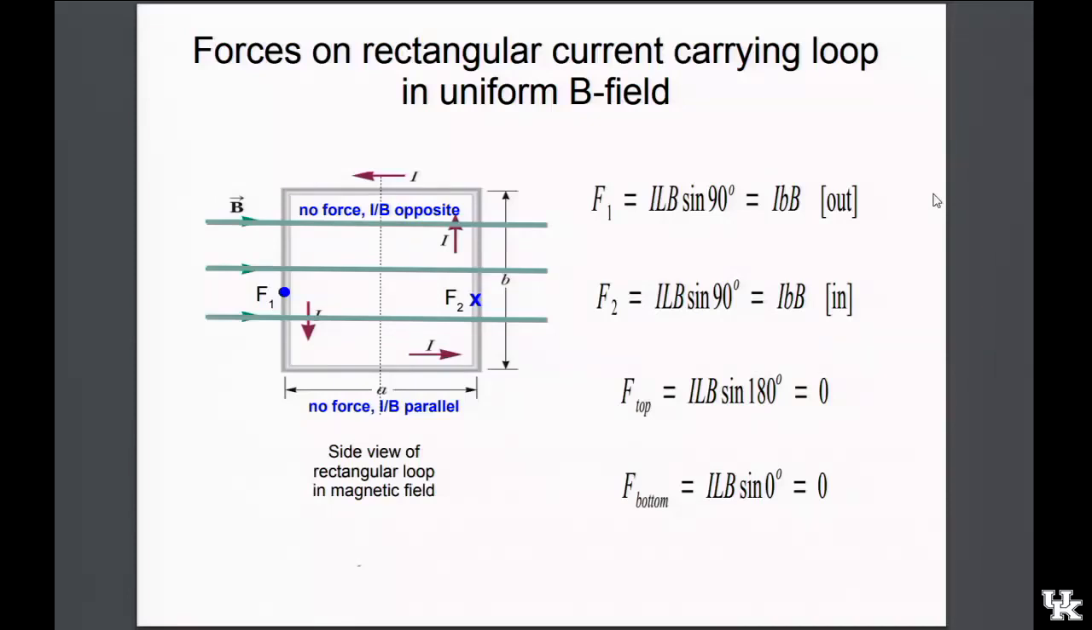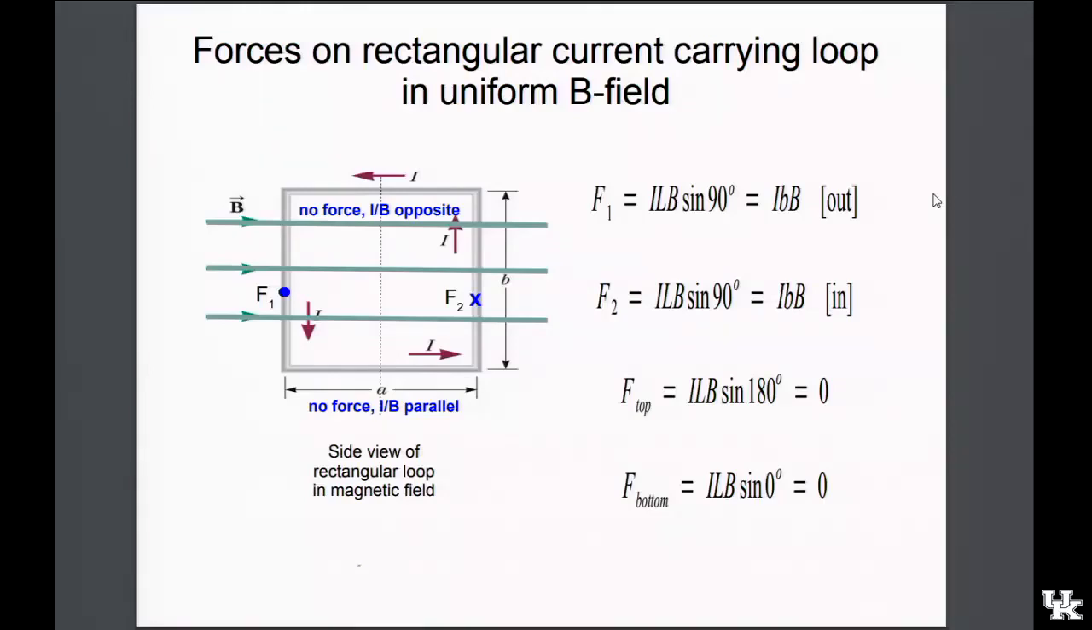So you would point the palm of your hand in the direction of your current. So that's downwards on the left-hand side. The field is going towards the right, so I'm curling my fingers towards the right, and my thumb is pointing towards you. So there is indeed a force out of the screen on that vertical left-hand section of wire. On the right-hand side, the current is now flowing upwards. The field is still going towards the right.